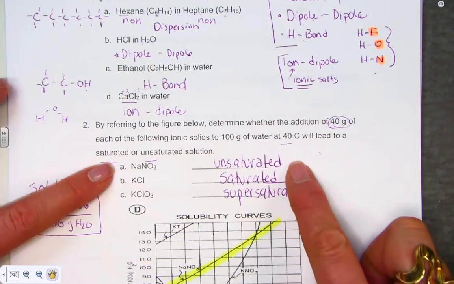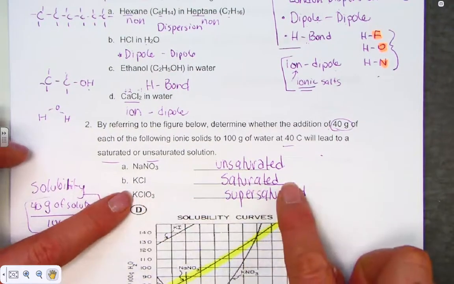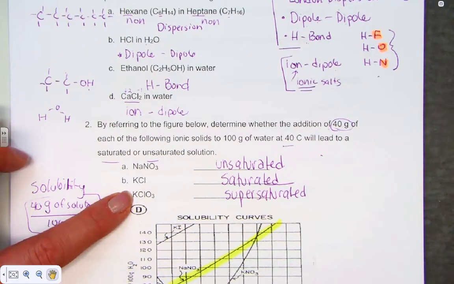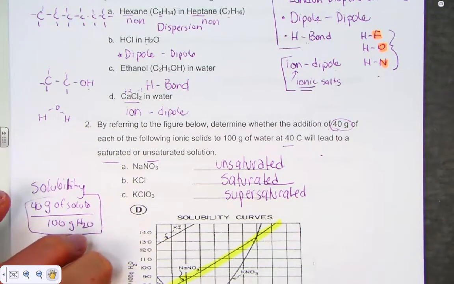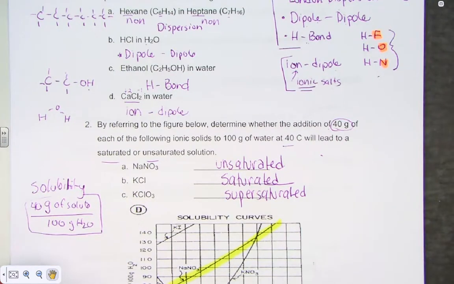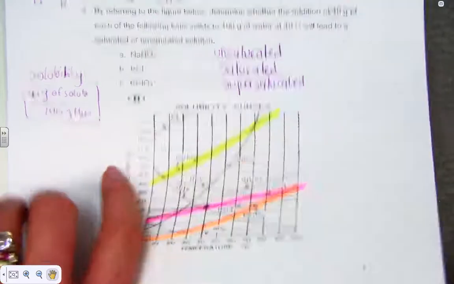Letter A, unsaturated. It was below the solubility curve. Letter B, saturated. It fell directly on the solubility curve. And letter C, I'm placing as supersaturated because the point is above the solubility curve. Let's keep going.